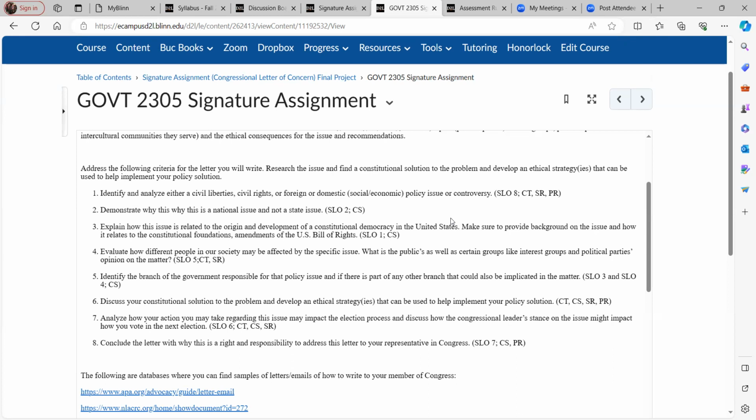You could also, of course, use the Blinn library to look up some articles, although you don't necessarily have to be that precise. I'm not asking you all to cite like 10 journal articles. Leave that to me. That's what I'm going to be doing in my PhD that I'm working on. But just go ahead and focus more on news articles, like CNN.